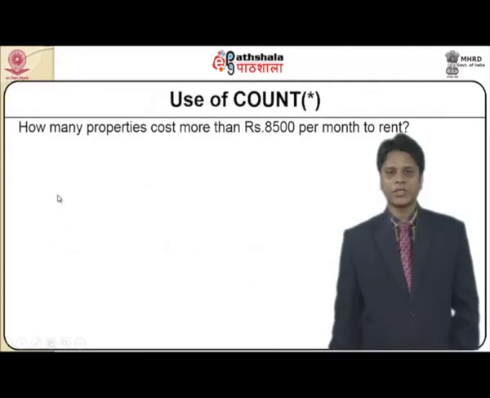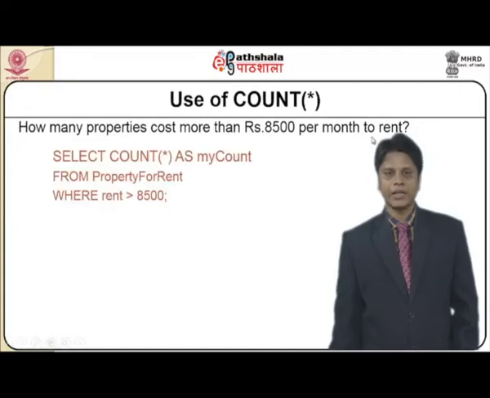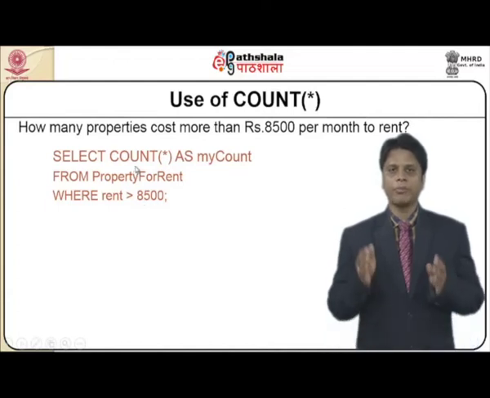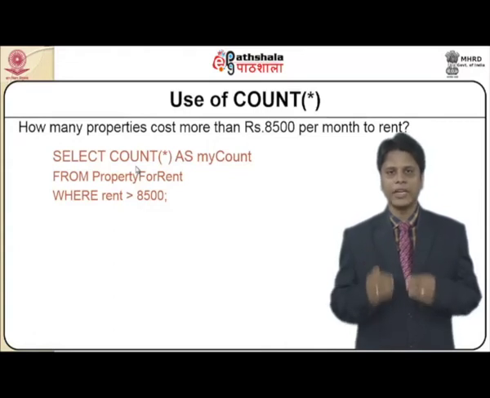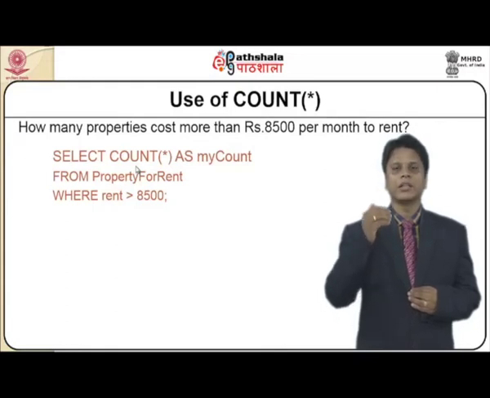How many properties cost more than rupees 8,500 per month as rent? To represent this, we may use select count star as my count. Now I want to store this as my count from the property for rent table where rent is greater than 8,500. So it will count the total number of values available by checking the constraint of more than 8,500 from the property for rent table.